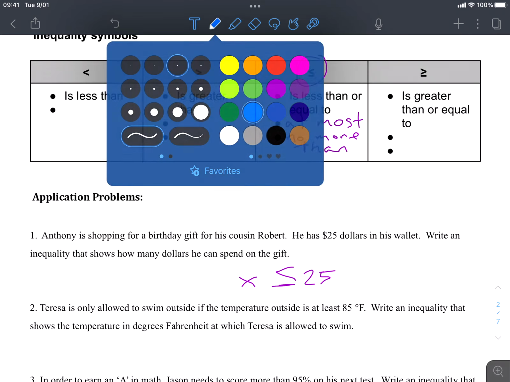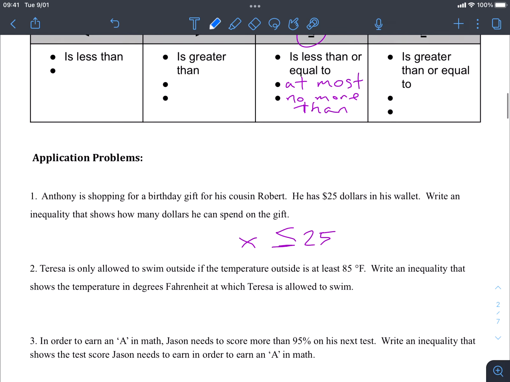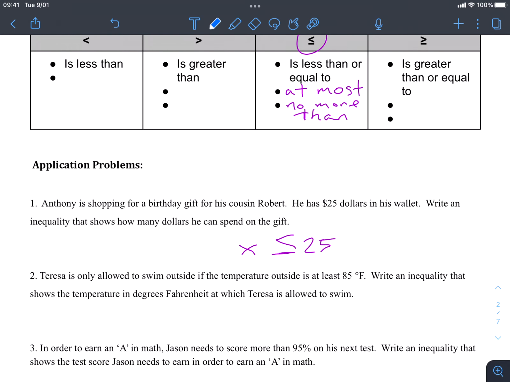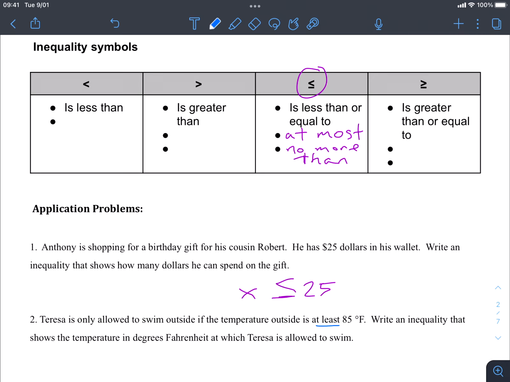If we wanted to do it again, for number 2, it says Teresa is only allowed to swim outside if the temperature outside is at least 85 degrees. So we don't have at least in our table up here, but you can think about it like 85 is the lowest it could be. So it could be 85 or greater. So that's essentially greater than or equal to.